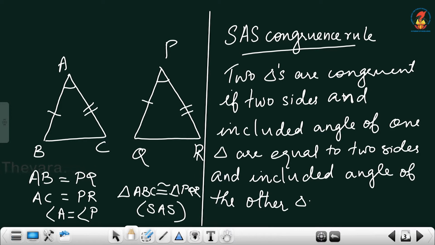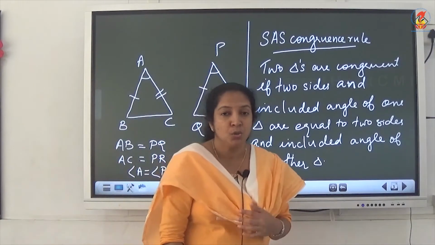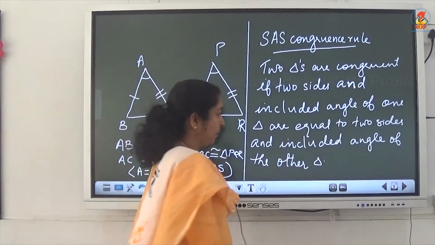Two sides, so SS, in between angle, so SAS. If two sides and the included angle of one triangle are equal to the corresponding two sides and included angle of another triangle, then both the triangles are congruent using SAS criterion.